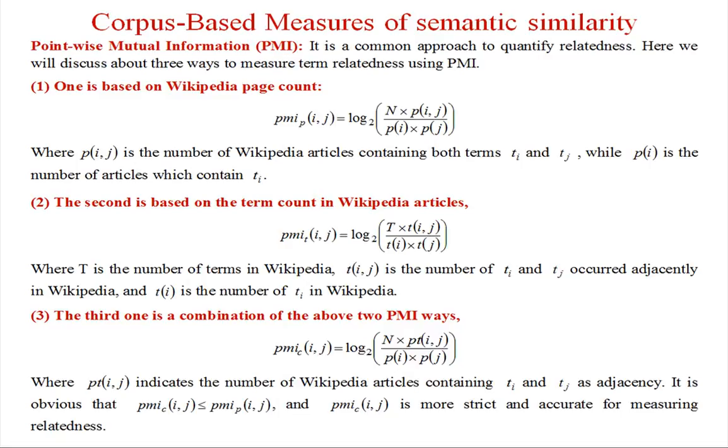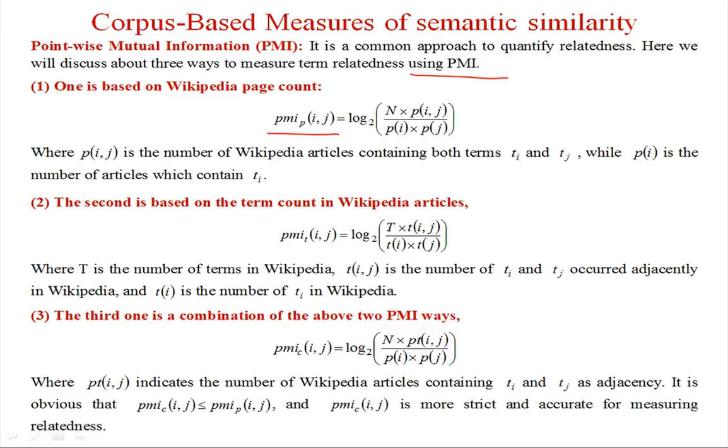So first is pointwise mutual information, PMI. It is a common approach to quantify relatedness. Here we will discuss three ways to measure term relatedness using pointwise mutual information. The first is based on the Wikipedia page count.